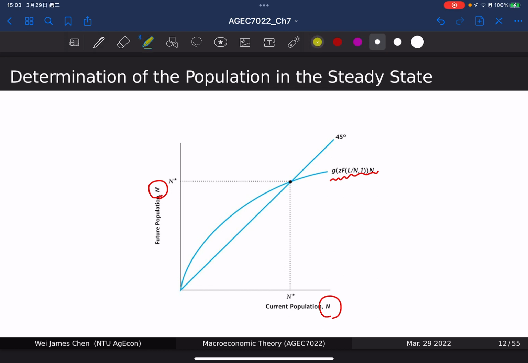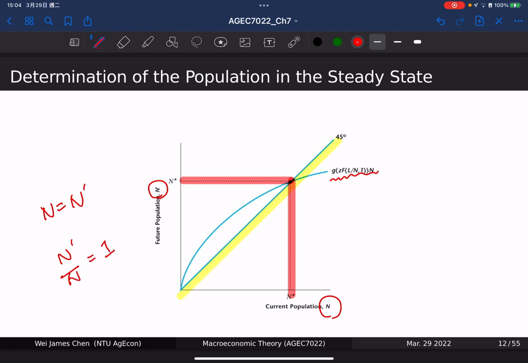And here I will draw a 45-degree line and look for the intersection of that G function and the 45-degree line. Why do I want to find this point? What does the 45-degree line suggest? Yes, so basically, on the 45-degree line, N equals N prime, right? And so N prime divided by N is 1. There's no population growth. The population stays the same. And that is the steady state of this model.